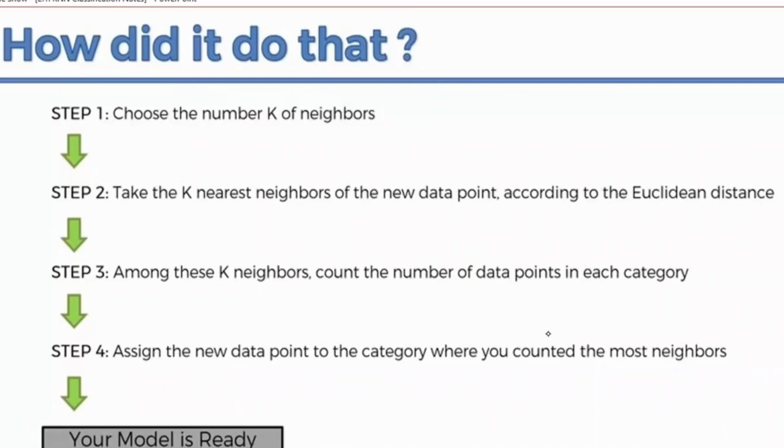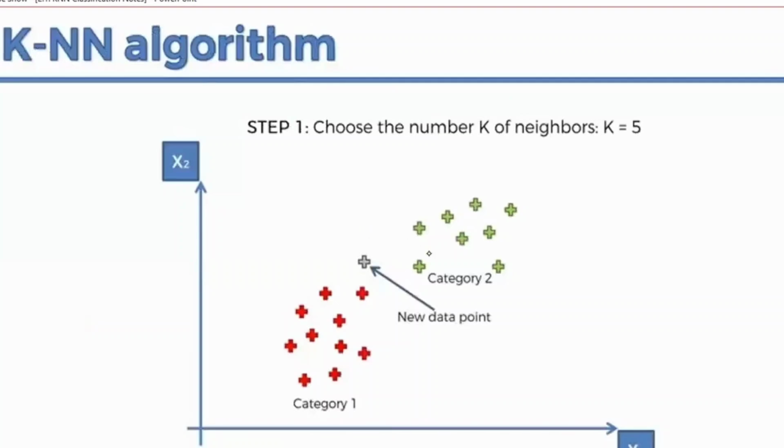Now, let us start step by step, one by one. First, I have to choose the n neighbors. Choice is yours, you can choose anything as per your choice. Here I am choosing k equal to 5. Generally, the k value will be an odd number.